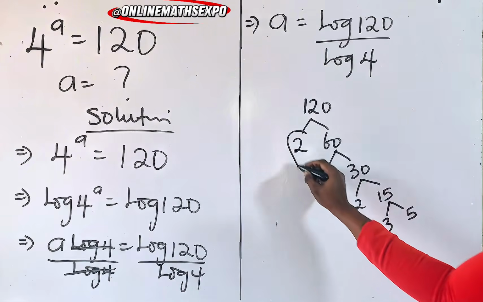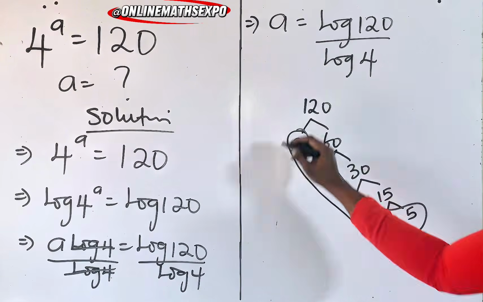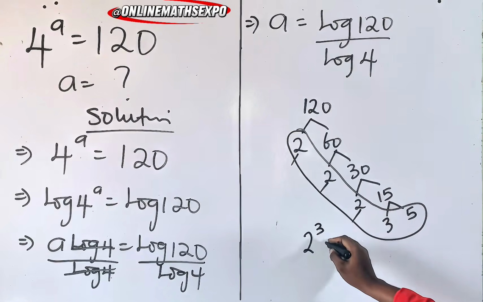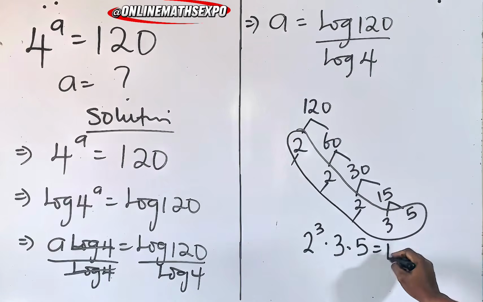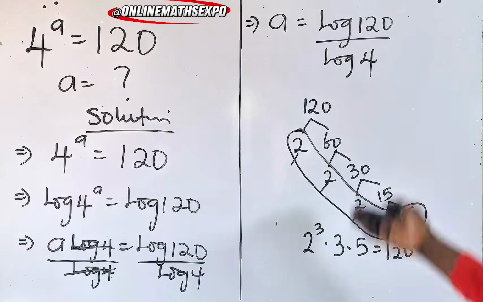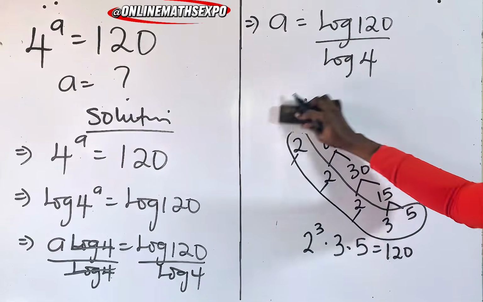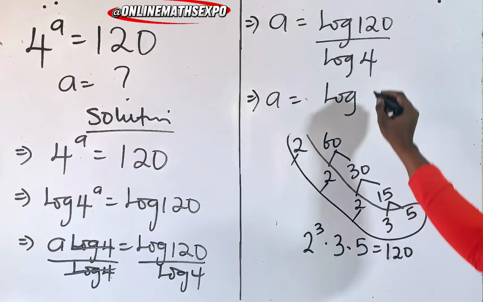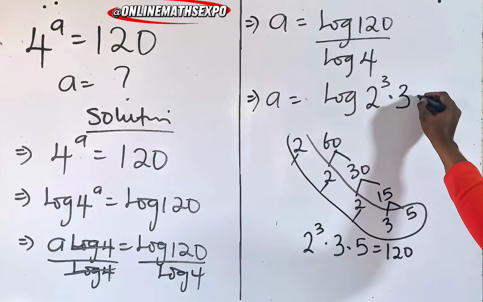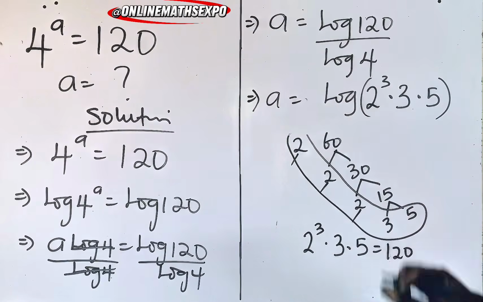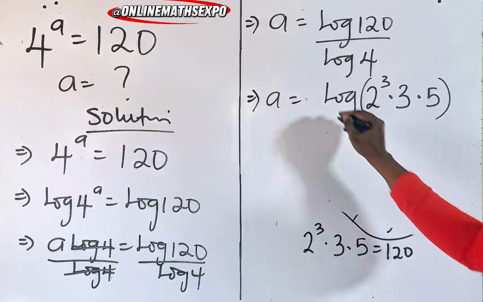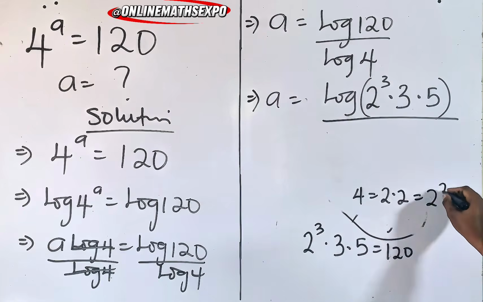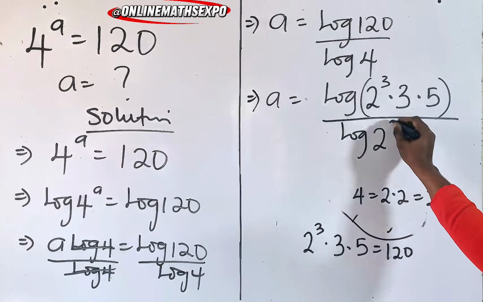So it means that 120 is this. So what does it mean? It means, remember, 2 appears how many times here? 3. So it means 2 to the power of 3 multiplied by 3 multiplied by 5 gives you back 120. So we're going to replace it here. To do that, we are going to now have a is equal to log of 2 cubed multiplied by 3 multiplied by 5. Now for the denominator, 4 is 2 multiplied by 2, which is 2 squared. So this gives us log of 2 squared.